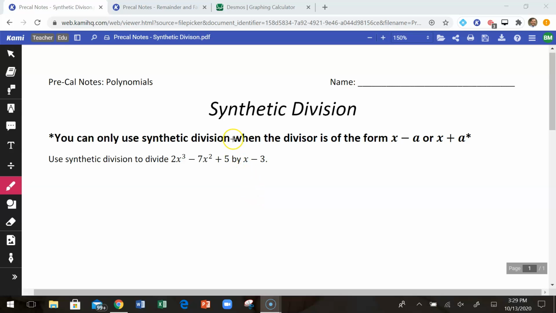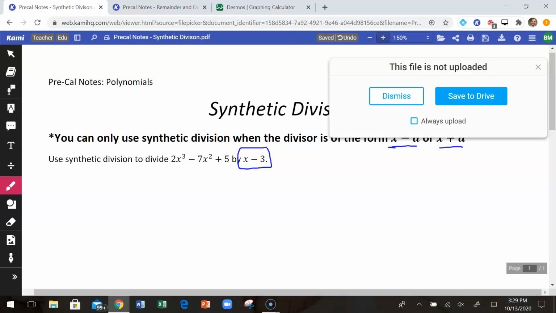Okay, this time we're going to talk about synthetic division. It's another way to divide polynomials, but it is a much easier method. We just have to be careful here in that we are only going to be able to use synthetic division when our divisor, which is what we're dividing by here, is either just x minus a or x plus a.